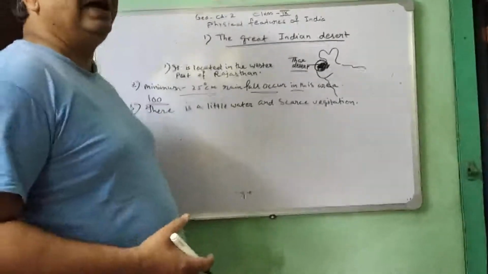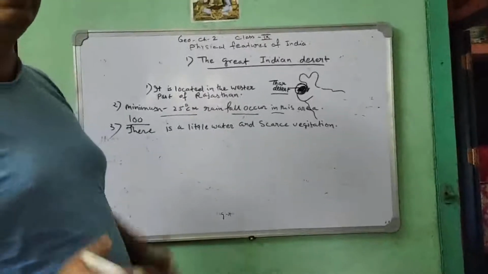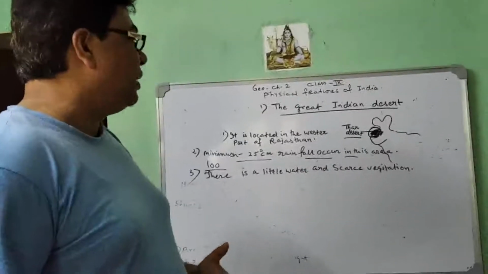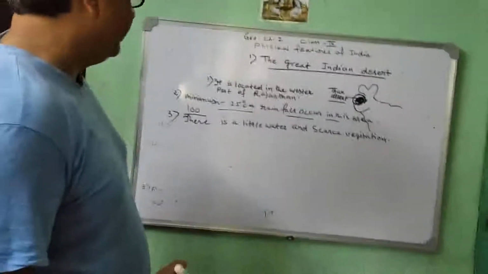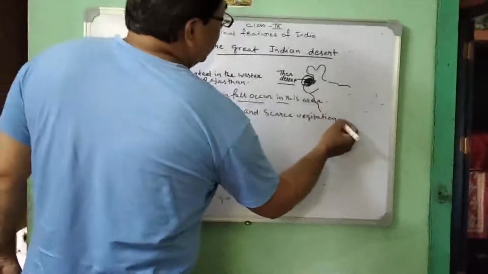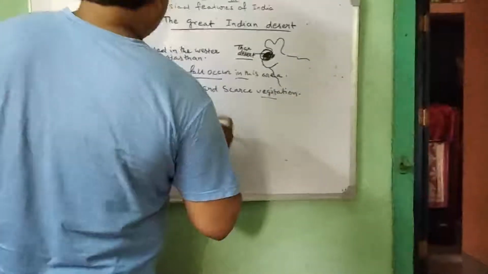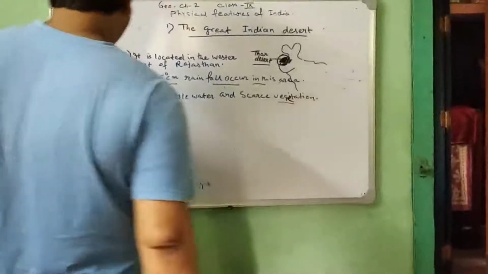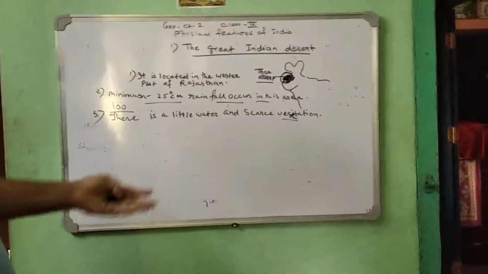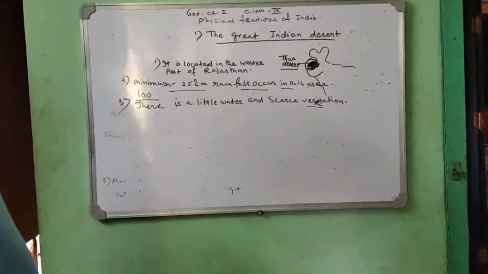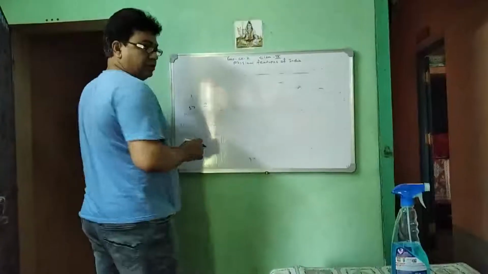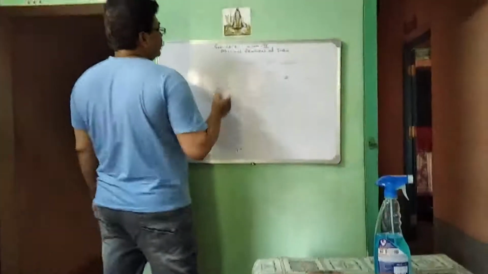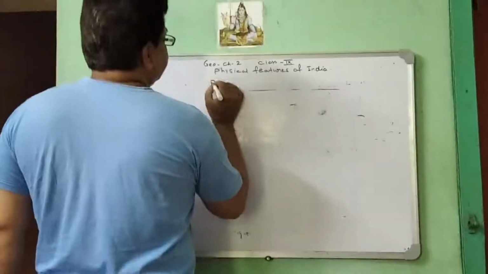This area has an extreme, harsh climate. This climate is not suitable for people to live. We have already discussed the characteristics of the desert region of the country. So we'll start the next physical division, the peninsular plateau.